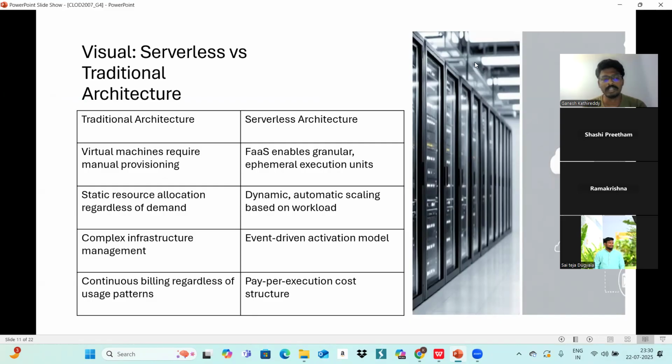Let's take a moment to understand how serverless differs from traditional cloud architecture. Coming to the features of traditional architecture: in infrastructure, you manage servers, OS, and scaling. Scaling is manual or auto scaling with config, and complex infrastructure management continues. When it comes to cost, it's continuous billing regardless of usage patterns. In serverless architecture, infrastructure is fully managed by the cloud provider. FaaS enables granular, ephemeral execution units and dynamic automated scaling based on workload, with an event-driven activation model. When it comes to cost, it's a pay-per-execution cost structure.